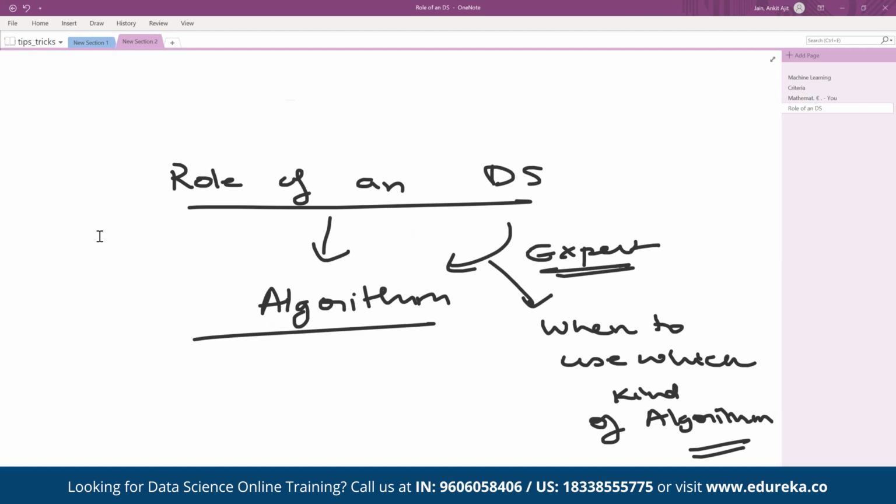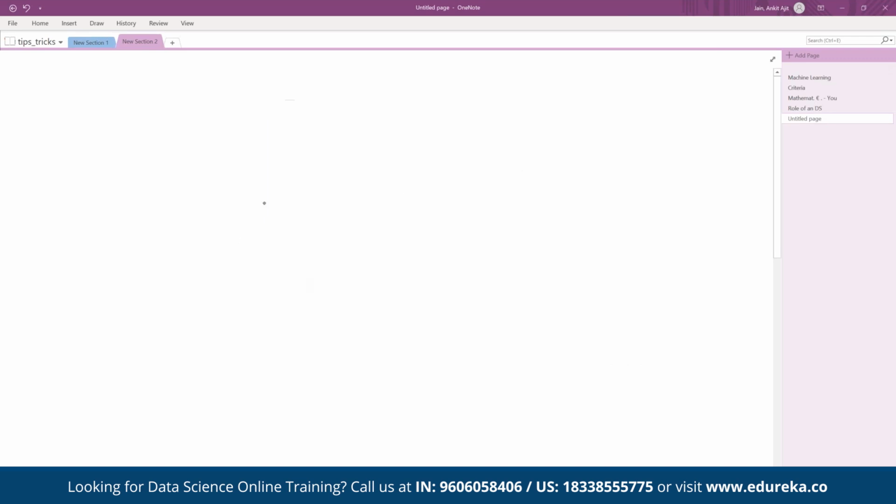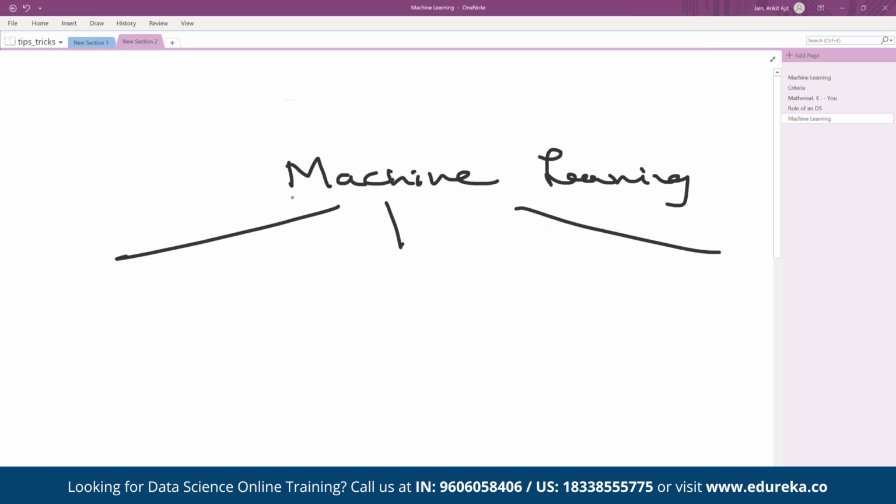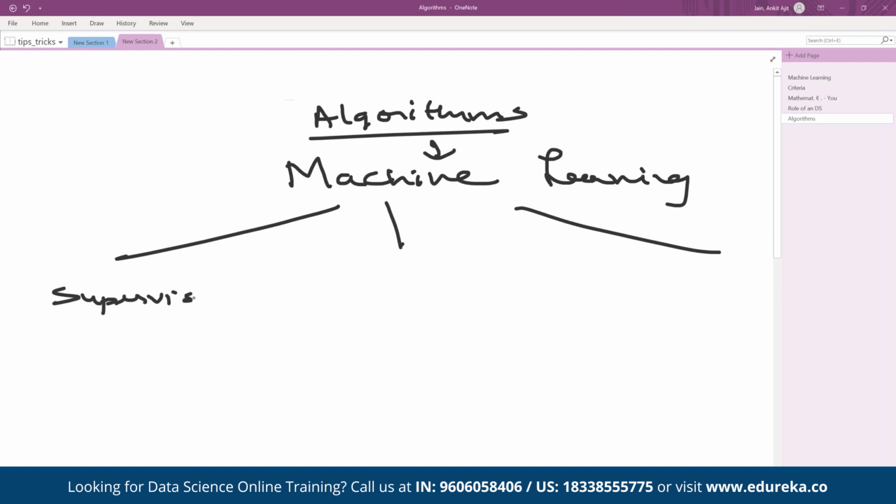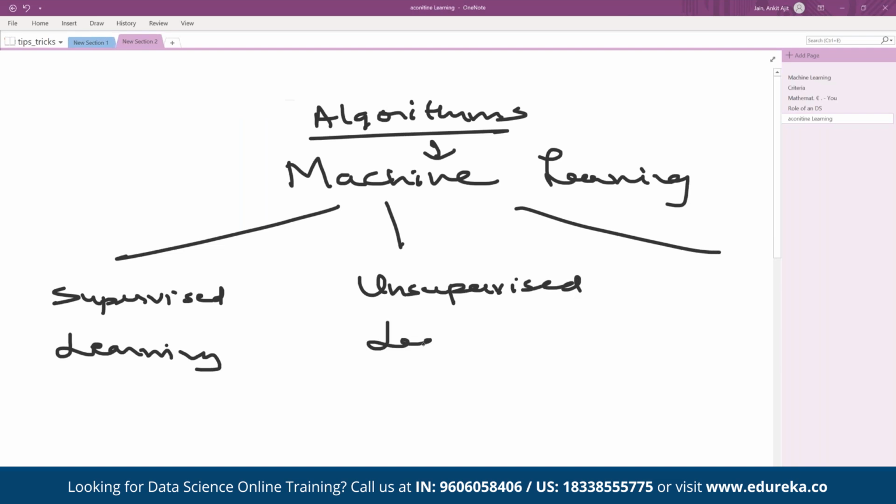Now with this understanding, let us understand different types of machine learning. What are different types of machine learning? Theoretically there are three types of machine learning algorithms. The algorithms used for machine learning can be divided into three types. One is supervised learning, we have unsupervised learning, and then we have reinforcement learning.